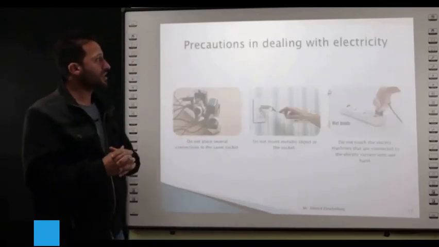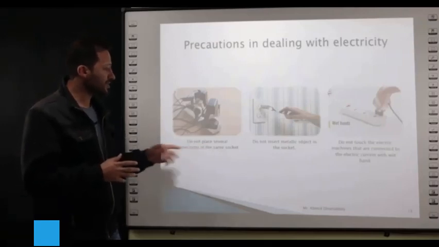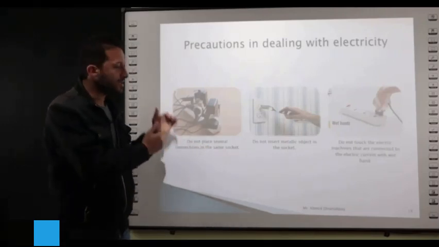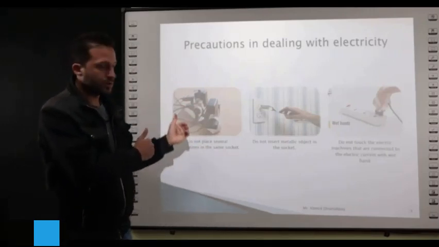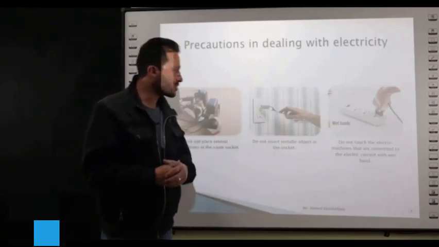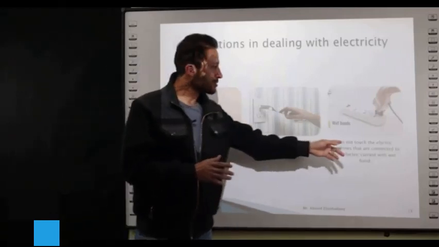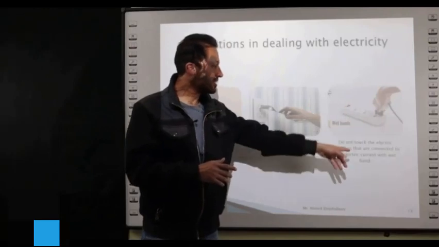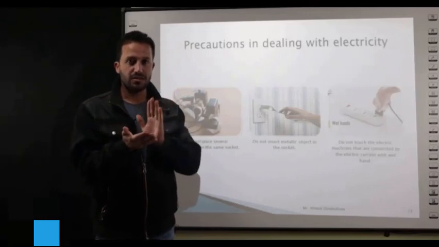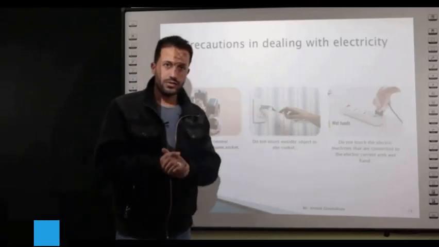So, precautions in dealing with electricity. Number 1, don't plug several connections into the same circuit, because as we said, this will cause overload and an increase in temperature, and may cause an electric fire. Number 2, don't insert a metallic object in the socket, because this will cause electric shock. Number 3, don't touch electric machines connected to electric current with wet hands. Wet hands means that there is water on your body, because this will cause electric shock.